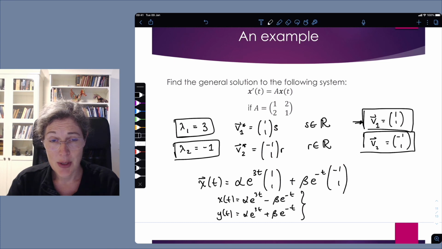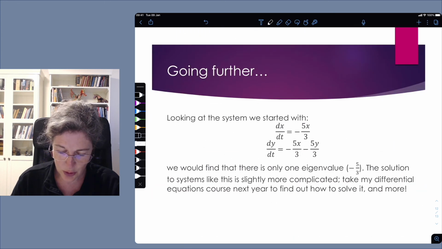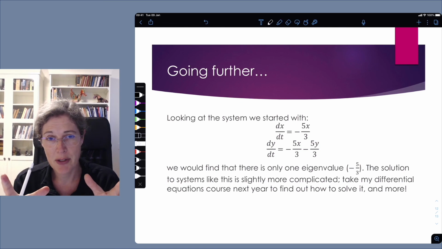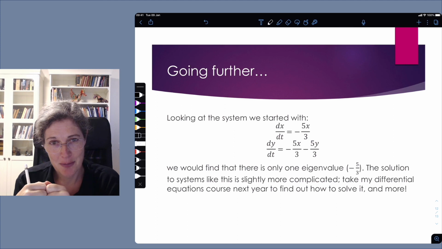Okay, so that was quite a lot. There is more that you could do. So if we had a look at the system we started off with, if we found the eigenvalues for that, you'd find that there's actually only one eigenvalue, minus 5/3. And when you have a situation like that, where you've got a repeated eigenvalue rather than two distinct ones, you need a slightly different method. It's pretty similar, and we could do it, but I feel like I've given you enough already. So my suggestion is, if you're interested, come and take my differential equations course next year.